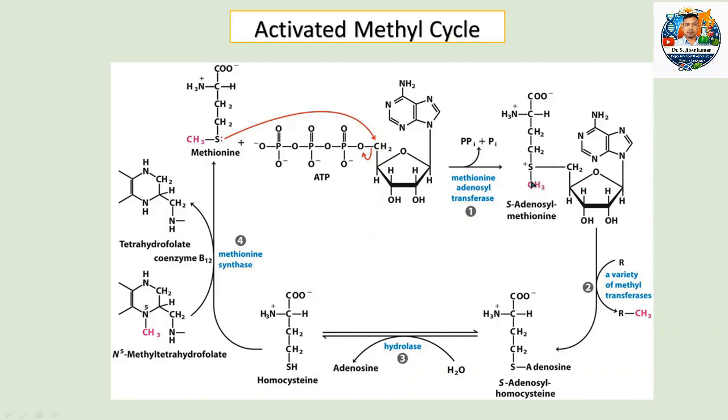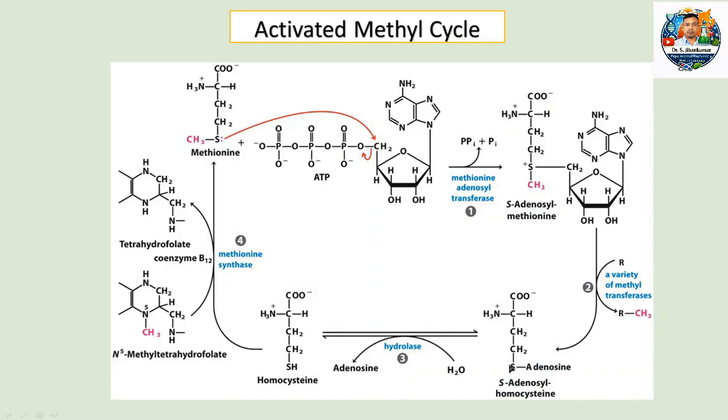So this S-adenosyl methionine, after donating its methyl group to a receptor, simply represented by this R, this is the receptor for this methyl group. There are many methyl transferase enzymes which transfer the methyl group from S-adenosyl methionine to them. Once the methyl group has been transferred, this methionine devoid of the methyl group is called homocysteine. That's why its name is now S-adenosyl homocysteine.